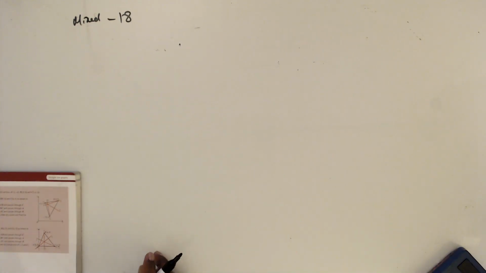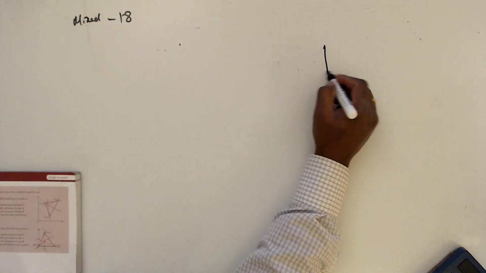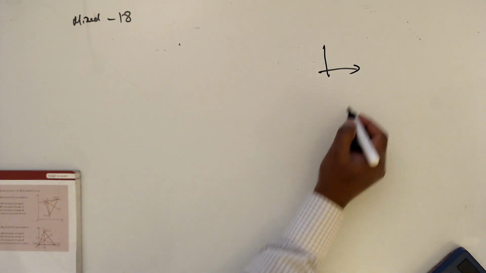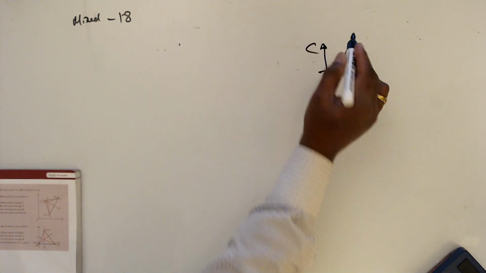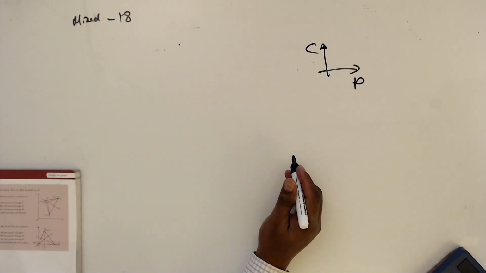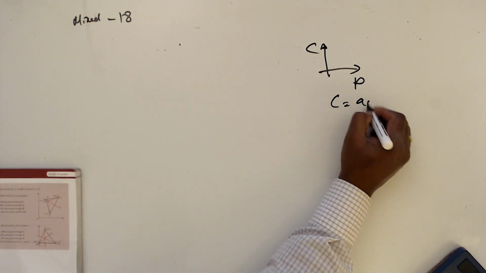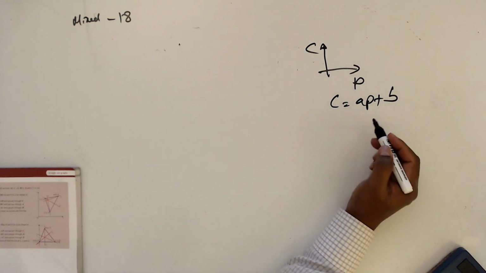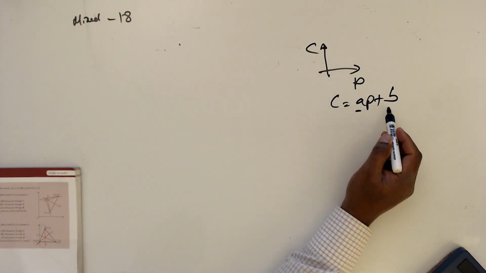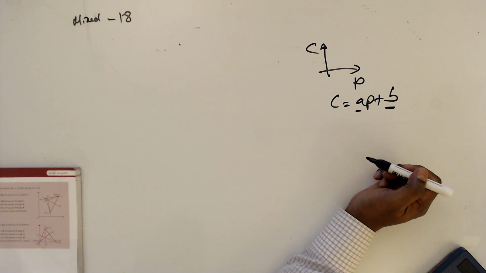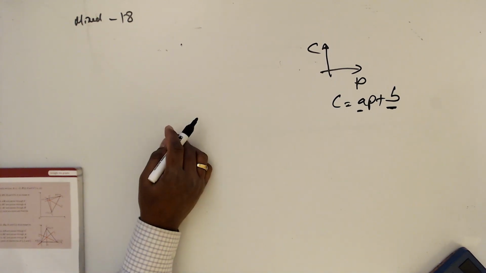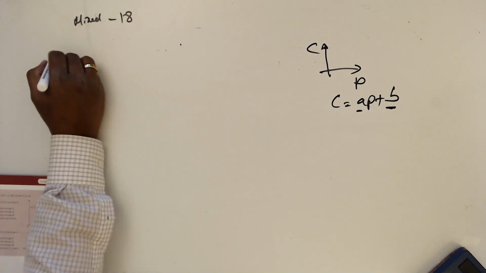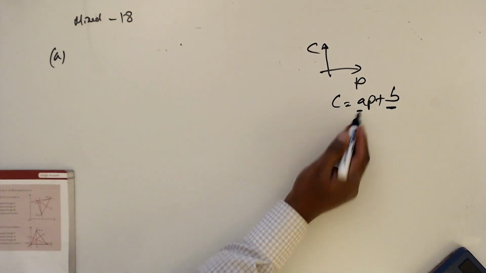Question number 18. I can say oil production P and carbon dioxide C. There's an equation given: C equals AP plus B. We know that A is the gradient and B is the C intercept. Now question A is to use two points to calculate the gradient. Question A is calculating A.